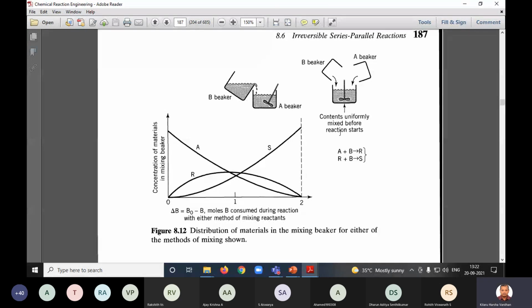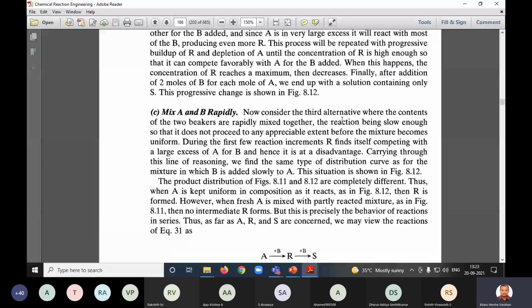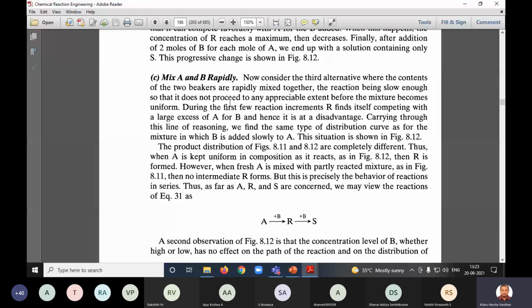Contents uniformly mixed before the reaction starts. Yeah, why is it? Again, any logic? Yeah, logic. I will again read here. Mix A and B rapidly.